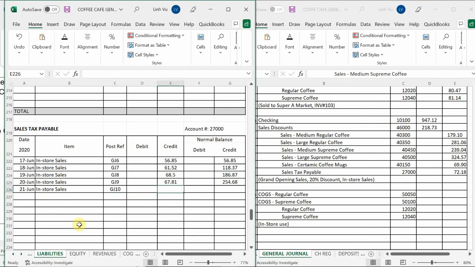It's 72.18. And I have 326.86 total. Good. $326.86. Good. Yes. That's so far what we've collected for the state. Yes. All right.